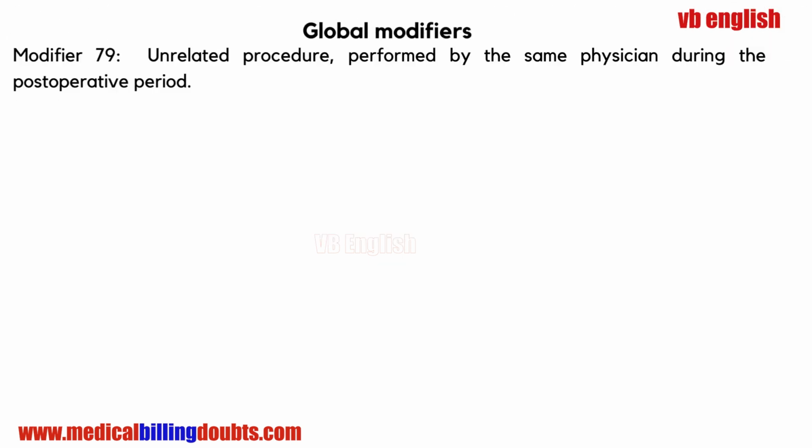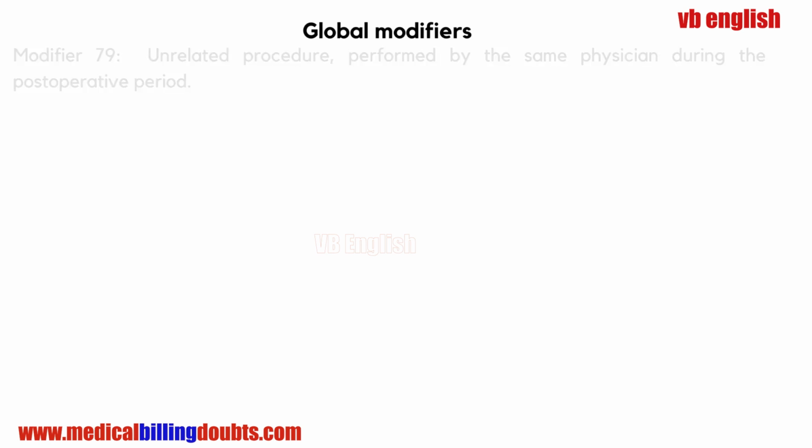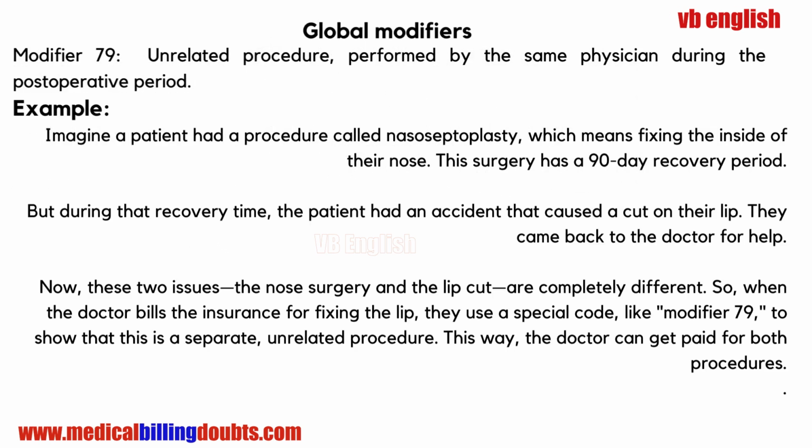Modifier 79. Unrelated procedure, performed by the same physician during the postoperative period. Example, imagine a patient had a procedure called nasoplasty, which means fixing the inside of their nose. This surgery has a 90-day recovery period. But during that recovery time, the patient had an accident that caused a cut on their lip. They came back to the doctor for help.